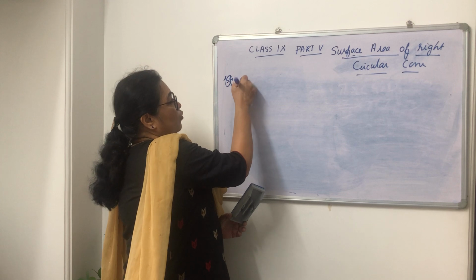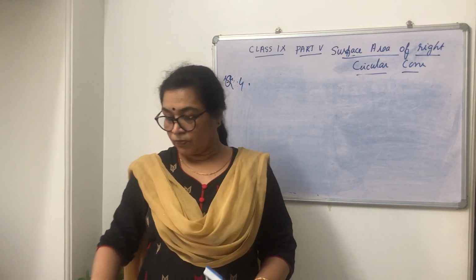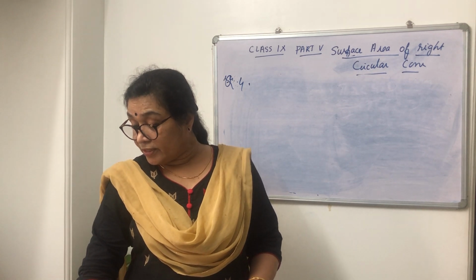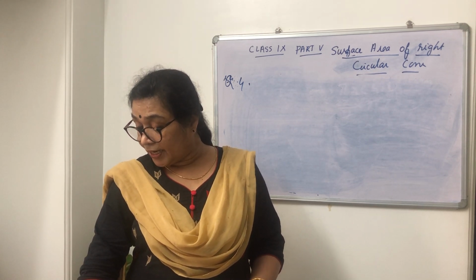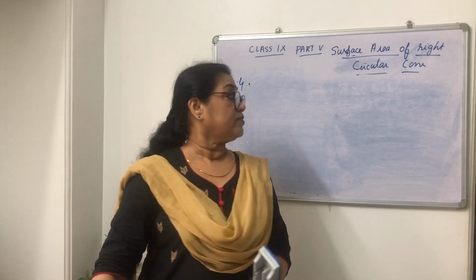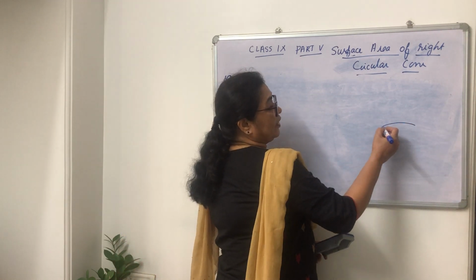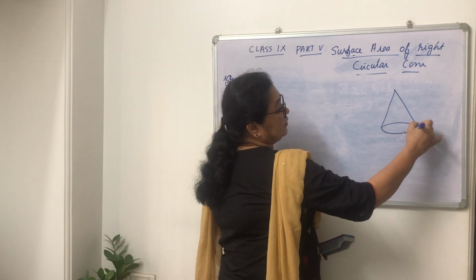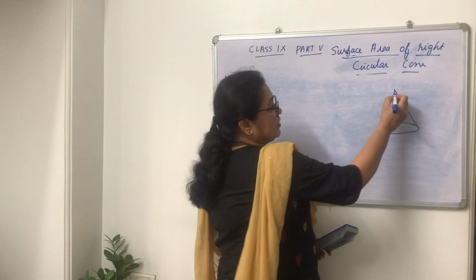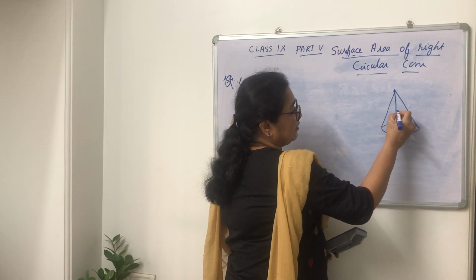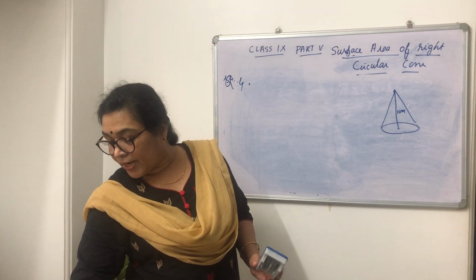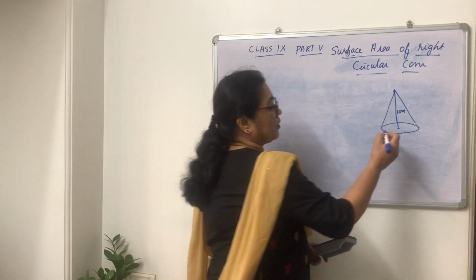Now question number 4. A conical tent is 10 meter high and the radius of its base is 24 meter. So this is the conical tent. It is 10 meter high. This height is 10 meter. The radius of its base is 24 meter.